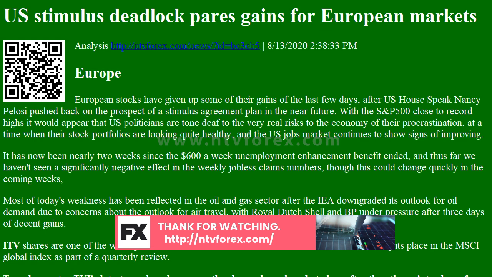Most of today's weakness has been reflected in the oil and gas sector after the IEA downgraded its outlook for oil demand due to concerns about the outlook for air travel, with Royal Dutch Shell and BP under pressure after 3 days of decent gains. ITV shares are one of the worst performers on the FTSE 100 after it was announced it was losing its place in the MSCI Global Index as part of a quarterly review.